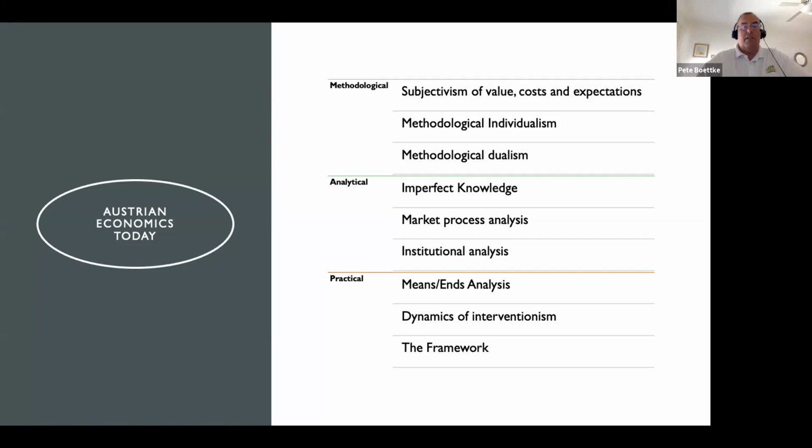So the focus is always on, as I said, property, prices, and profit and loss, but also the law and the political infrastructure and the social values and mores that form our society. They become part of what we need to study to be able to understand exchange and the institutions within which exchange takes place. And then finally, on practical aspects: means-ends analysis and the dynamics of interventions, unintended consequences of intervention, but the main thing is the framework.